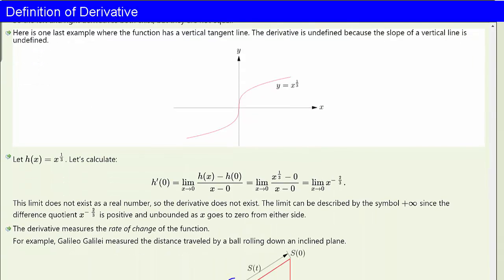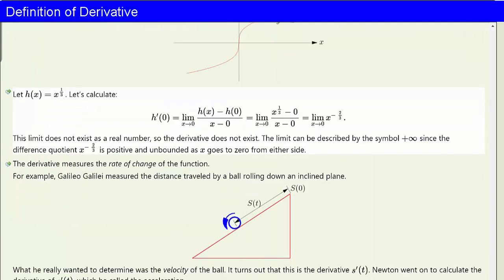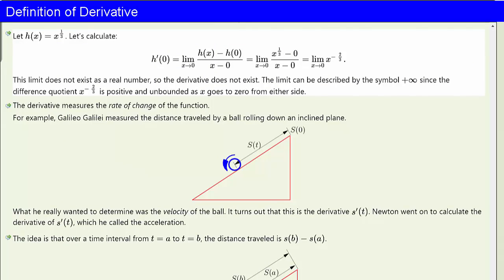Just to add to our little wagon of difficulties, here's one last example where the function has a vertical tangent line. The derivative is undefined because the slope of a vertical line is undefined. Let h of x be x to the 1/3. This function has the entire real axis as its domain. However, at the origin, the derivative does not exist because the tangent line is vertical.